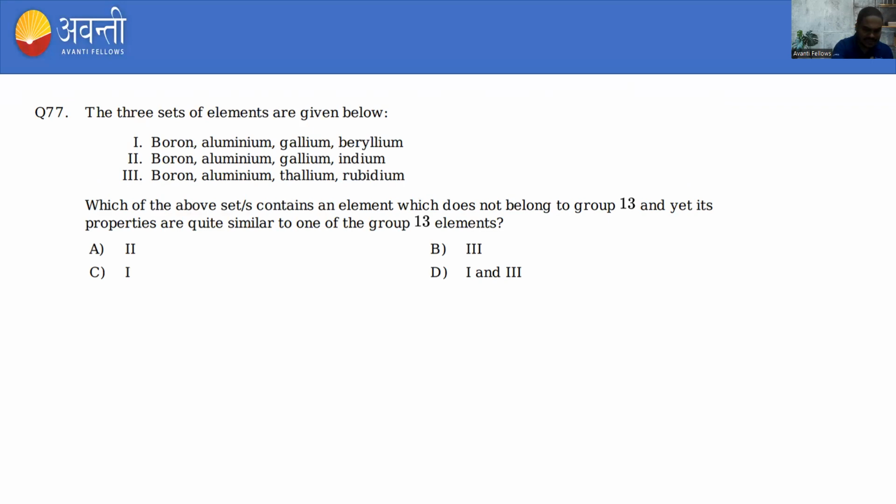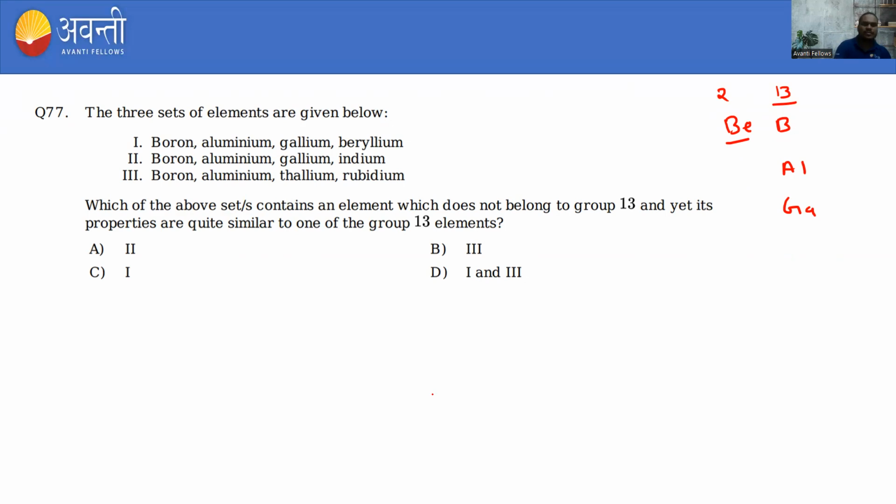That is question number 77. So what does question 77 ask basically? The three sets of elements are given below. We have boron, aluminum, gallium, and beryllium. So let me arrange all of these. So this is boron, aluminum, gallium, and we have beryllium also. This is from group 2, this is from group 13.